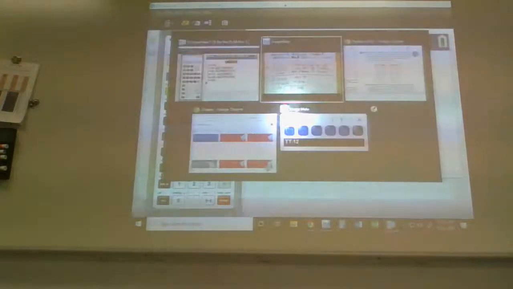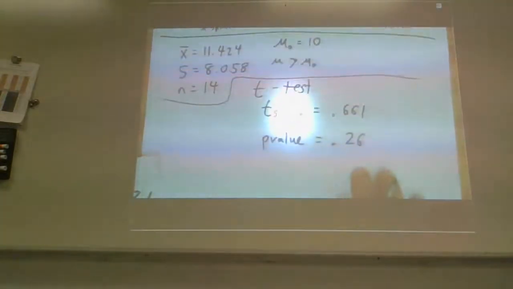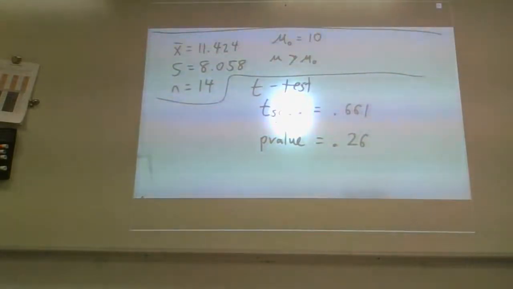So let me flip my screen over so you can see exactly what I just wrote down. This is what I wrote down. I put in all of that information into the t-test, and out came that t-score and that p-value.